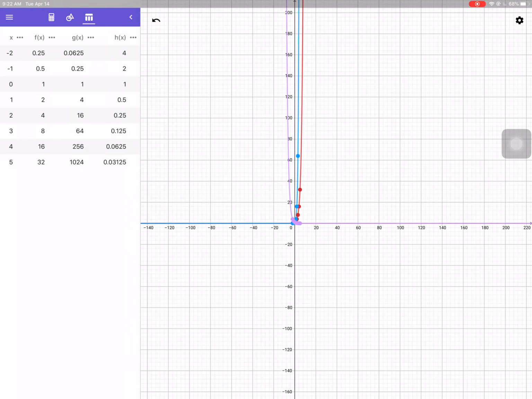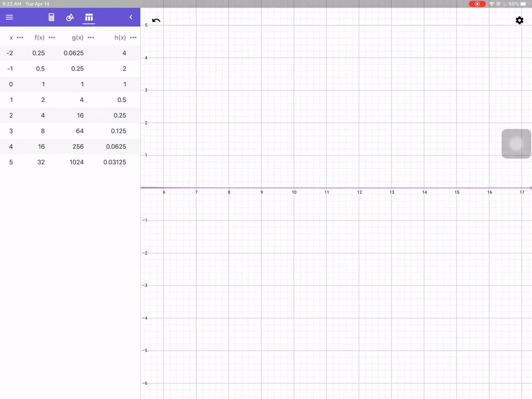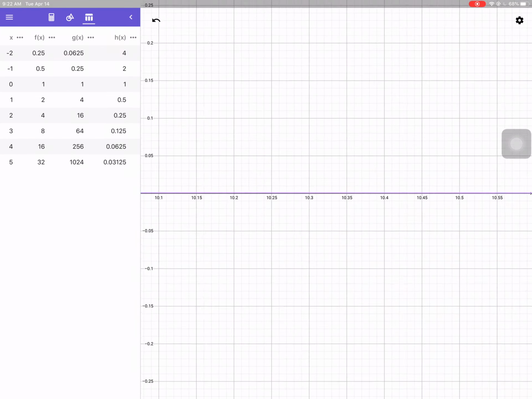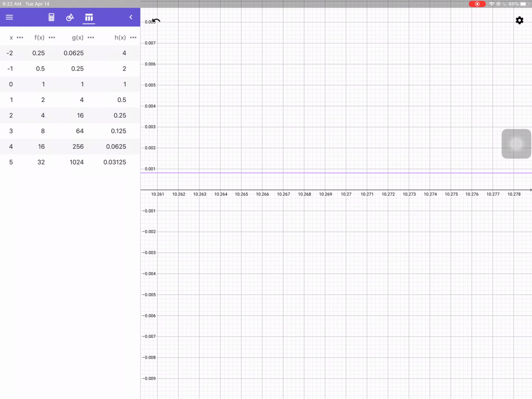Let's not go that far out. Let's go somewhere like 12. Here you'll be able to see it. And there you go. Eventually you can see it's not at 0. It's just getting smaller and smaller, but not 0. What does that mean for our graph here?